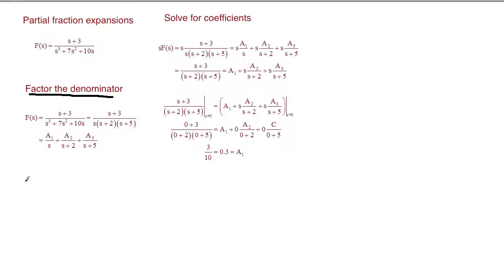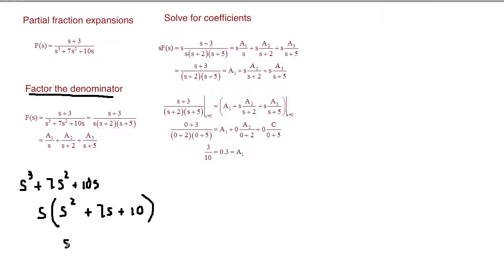Let me write this here. If I have s cubed plus 7s squared plus 10s, I can factor out the s right away and write this as s times s squared plus 7s plus 10, and s squared plus 7s plus 10 I can write as s plus 5 times s plus 2, and then let me not forget to bring down that s. So this is how we factor that denominator.